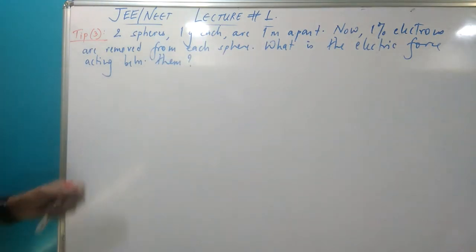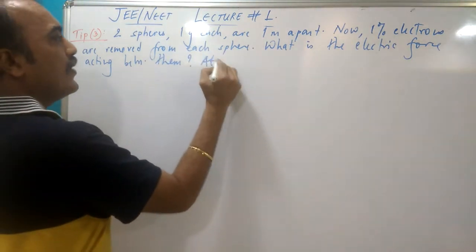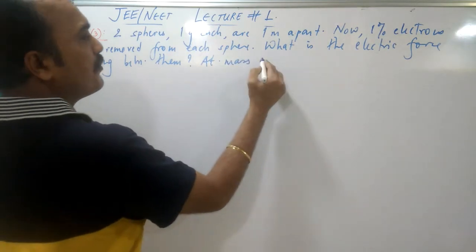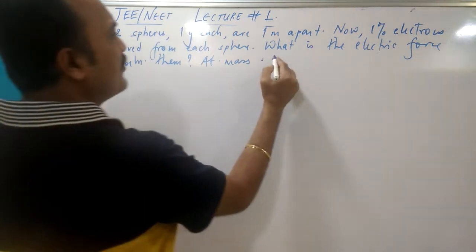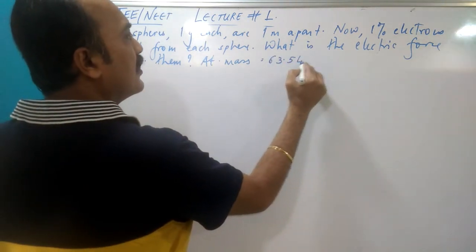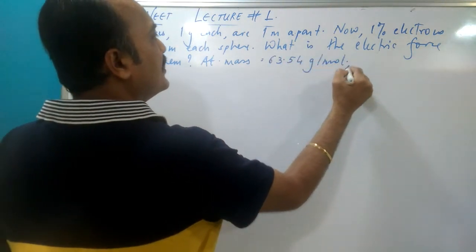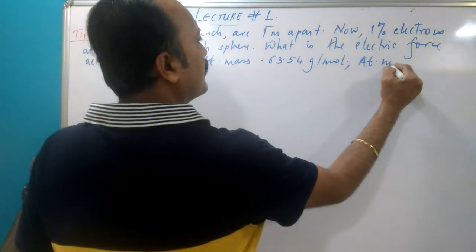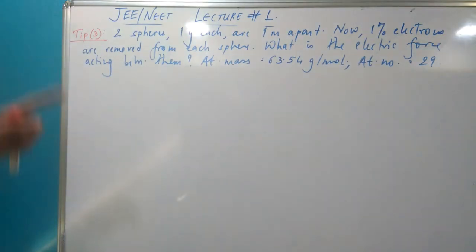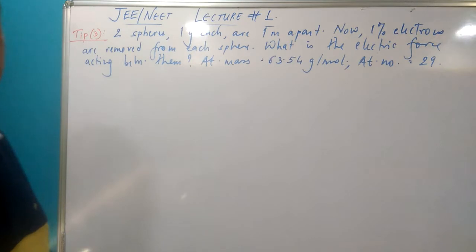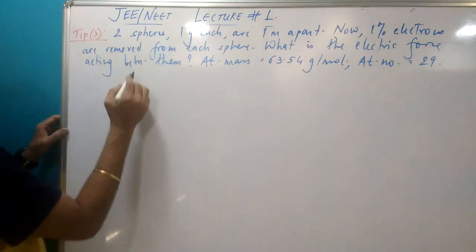They have hinted, they have given us the atomic weight of copper, which is 63.54 gram per mole. They have also given the atomic number, which is 29. Now we have to solve this sum. This is tricky. It will involve your understanding the idea. Now, what is the idea?